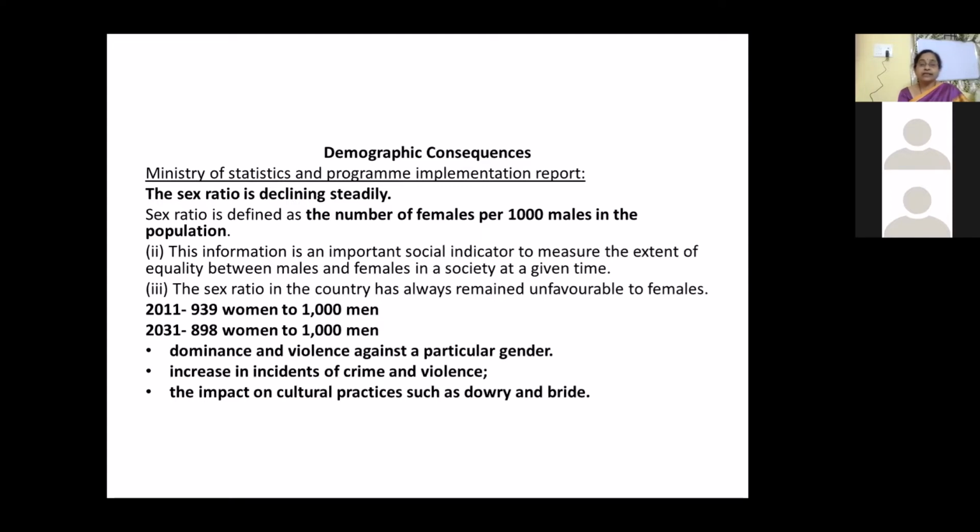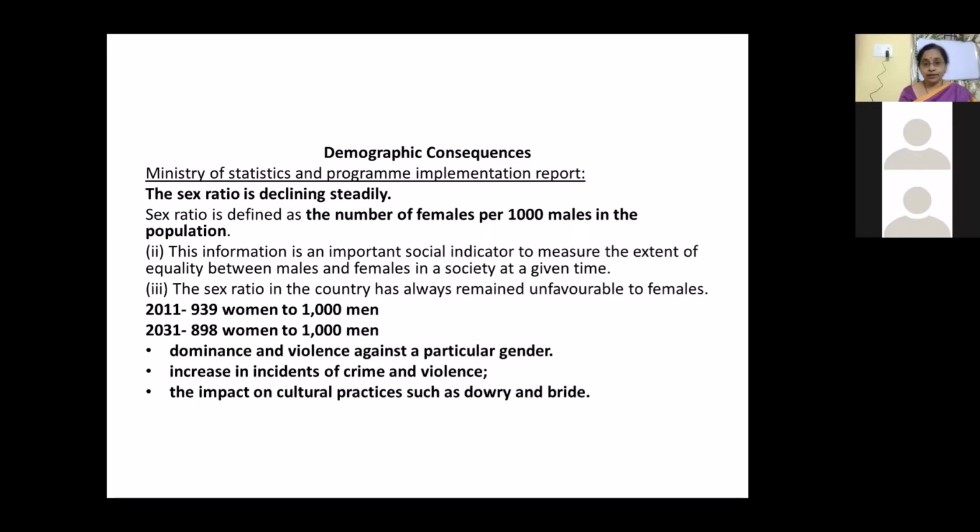Then the next one is increase in incidence of crime and violence. I don't know how many of you have really noticed, whenever you open the newspapers, some time ago, crime reporting was less. But now, even if you switch on the television or open the newspaper, half of the news is about crime. And especially the victims are the minority. The women are the victims. I'm not saying that men are not victims. Men are also victims, but comparatively, women victims are more when you compare this kind of crime and violence inflicted on this gender.